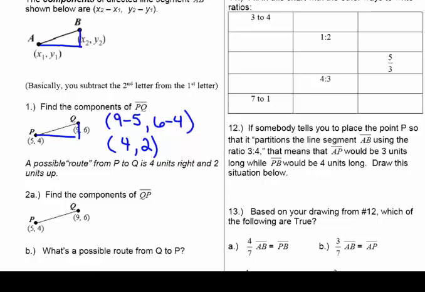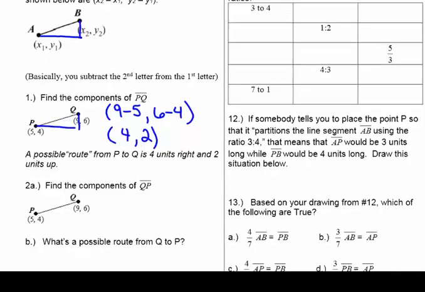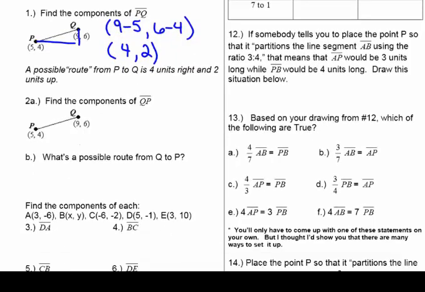Okay, so a possible route from P to Q is 4 units to the right and 2 units up. That's what that means, okay? So again, the x value is 4, so that means 4 units to the right because right is positive. And then our y value is 2, so that's 2 units up because the y value was positive. All right, so let's take a look at the components of QP.